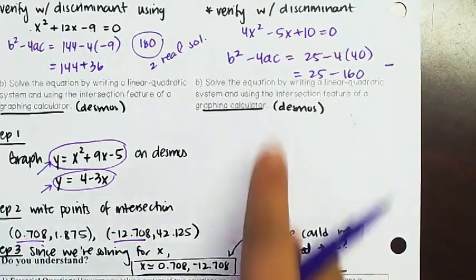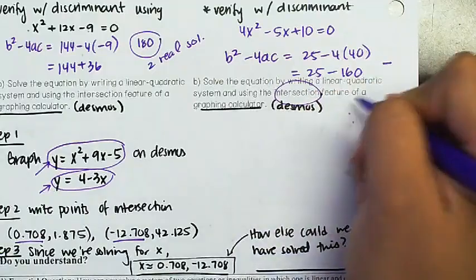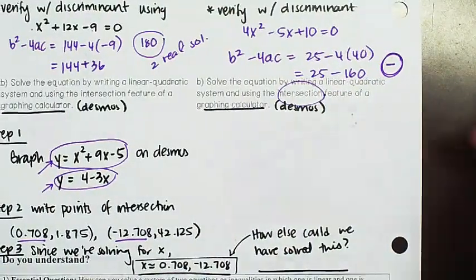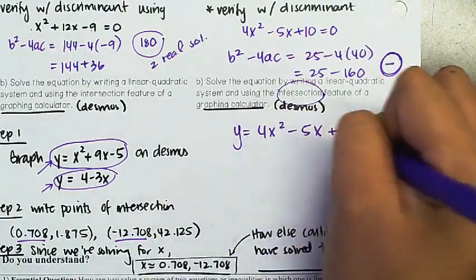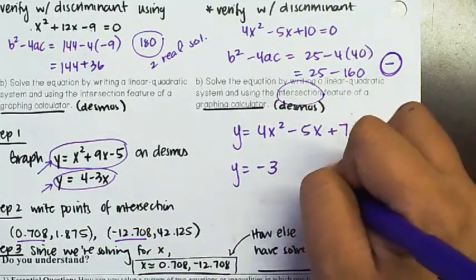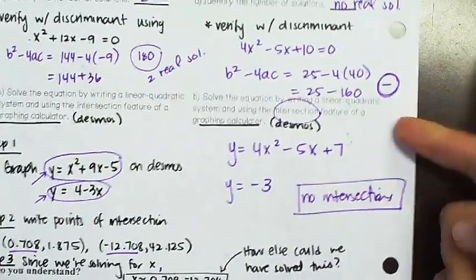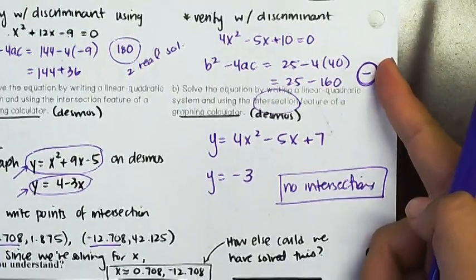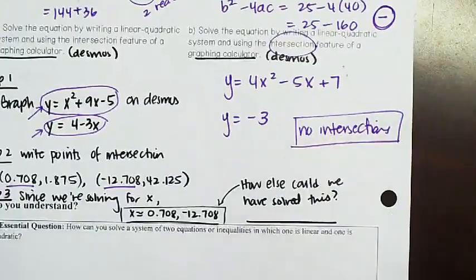So solve the equation by writing a linear quadratic system and using the intersection feature. But once I graph it, if it's negative, that means I'm going to have imaginary solutions. So again, on Desmos, you can try it. You're going to graph the left side equal to y, the right side equal to y, but you're going to see that there are no intersections. And we know that there are going to be no intersections because the solution is plus or minus the square root of a negative, which means you're going to have imaginary solutions. If you have imaginary solutions, that means they don't intersect.